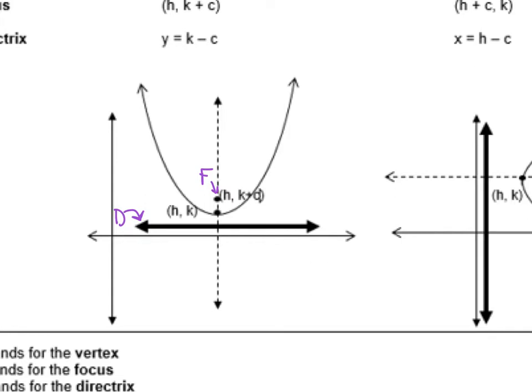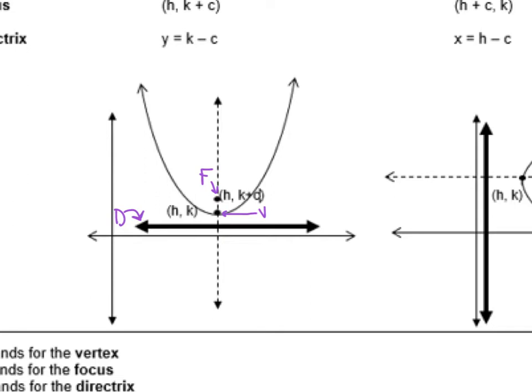The focus is this one right here that kind of looks like it's on the inside of the parabola. And then you guys remember vertex from Algebra 1. Vertex is either the highest point or the lowest point of the parabola, and that is your vertex. So with a definition, what they're saying is that every single point on the parabola is the same distance away from the focus and from the directrix.